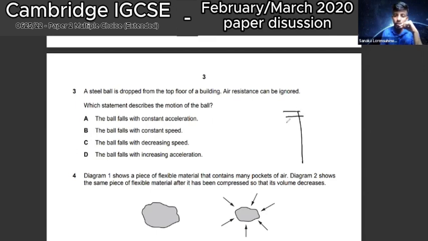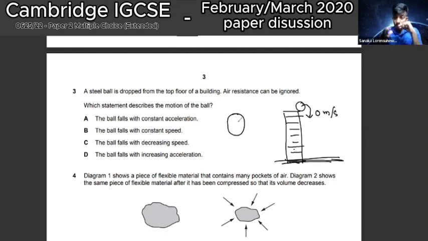This is the floor of the building. This is the building, our building. Then this is a ball. The ball is dropped from here. When dropping, the starting velocity, the initial velocity, is 0 meters per second.